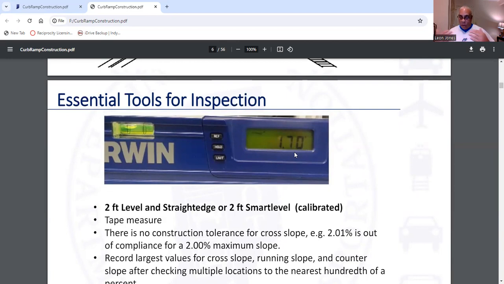Also, when you are going to utilize the smart level for slopes, you have to calibrate it. So that means you get a flat surface, and that surface must be equal, and you have to set the smart level to 0, and you have to put it on the percentage. Now, again, 2-foot smart level and straight edge, again, like I said, calibrate it. Also, you need a tape measure, or you could have a measuring wheel.